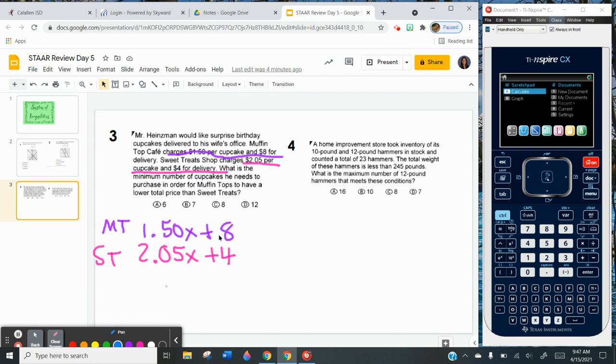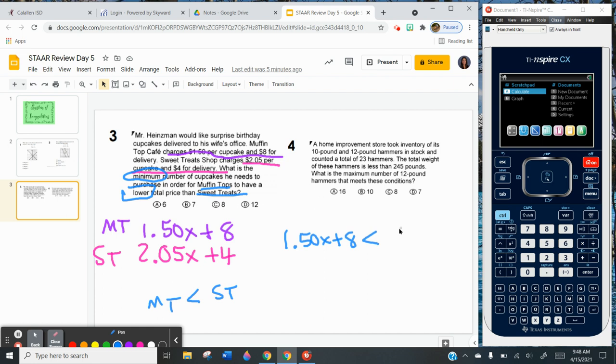The problem says, what is the minimum number of cupcakes he needs to purchase in order for Muffin Top to have a lower price than Sweet Treats? So here we want Muffin Top to be lower than Sweet Treats. So we're going to go ahead and set up our inequality, putting the Muffin Top, which is $1.50x plus 8.